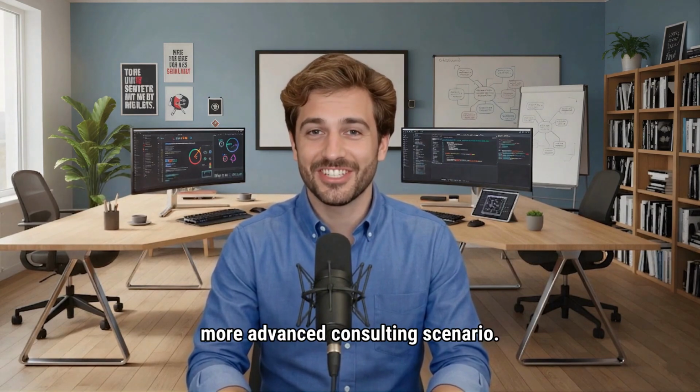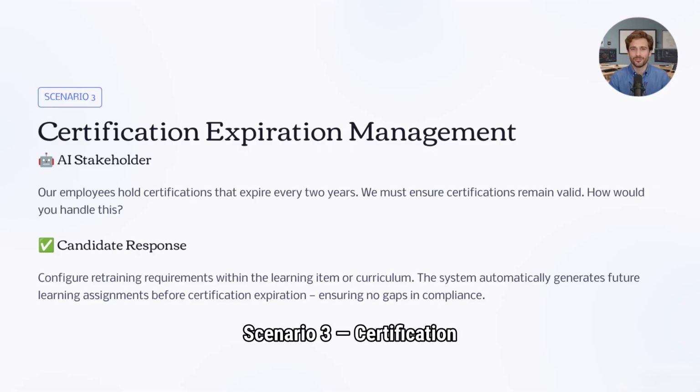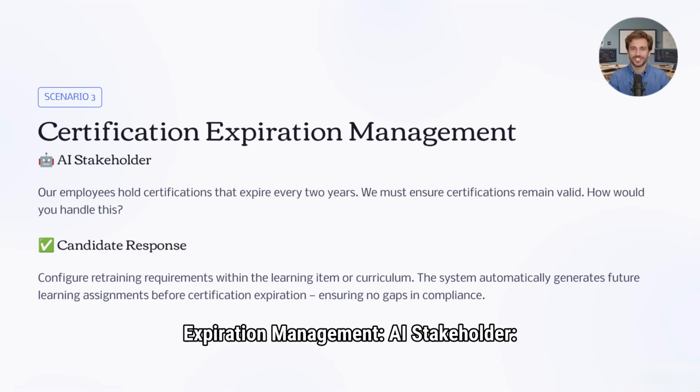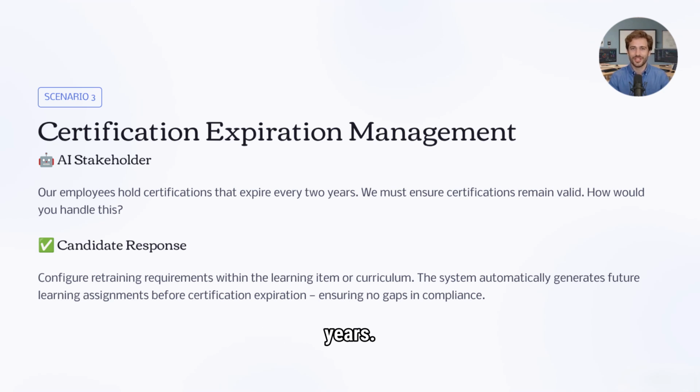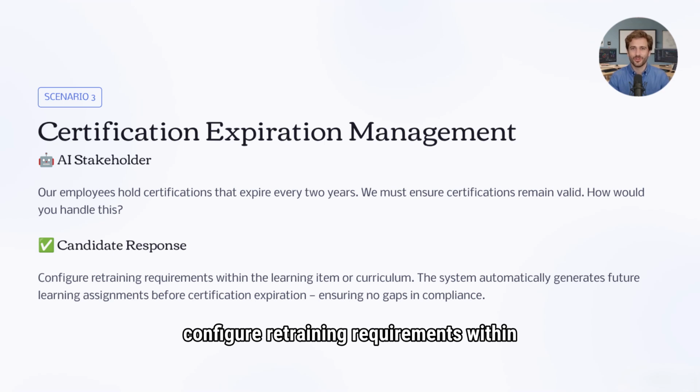Now let's tackle a more advanced consulting scenario. Scenario 3. Certification expiration management. AI stakeholder: Our employees hold certifications that expire every 2 years. We must ensure certifications remain valid. How would you handle this? Candidate response: I would configure retraining requirements within the learning item or curriculum. The system can automatically generate future learning assignments before certification expiration.